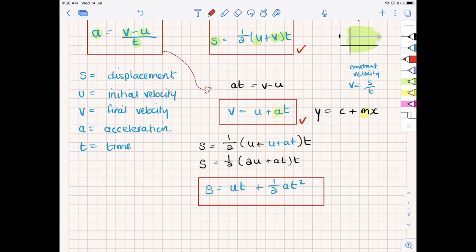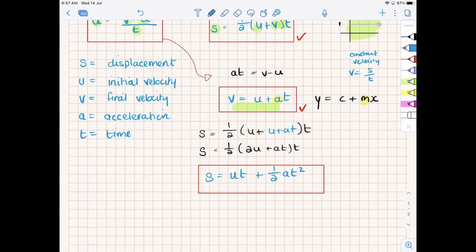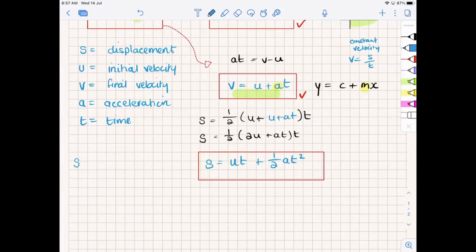Okay, in exactly the same way, if I had changed this equation here, if I just made u the subject of the formula, if I moved the at to the other side and made u equal to v minus at, I would have just ended up with this. Right, one more to go.